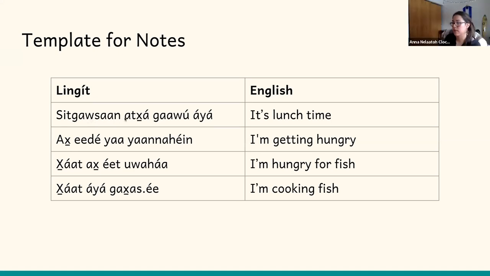So now we'll do the first two words together. Repeat after me. Sit gausan atcha. And then let's do the next word, gawu. The first three words together. Sit gausan atcha gawu. And then the last word, aya. And the whole line. Sit gausan atcha gawu aya.